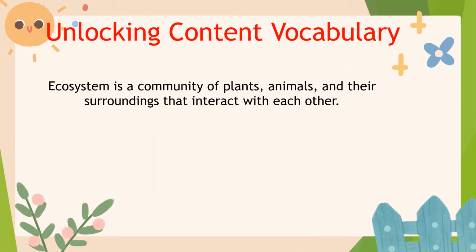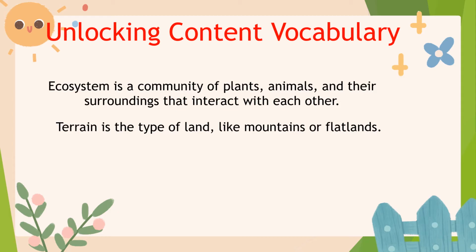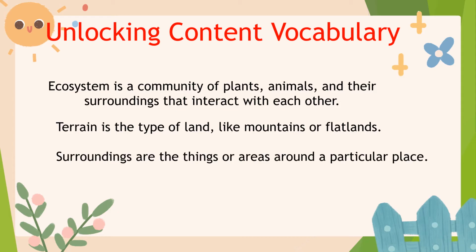Ecosystem. Ecosystem is a community of plants, animals, and their surroundings that interact with each other. Terrain. Terrain is the type of land like mountains or flatlands. Surroundings. Surroundings are the things or areas around a particular place. Vicinity. Vicinity means nearby or close to a place.